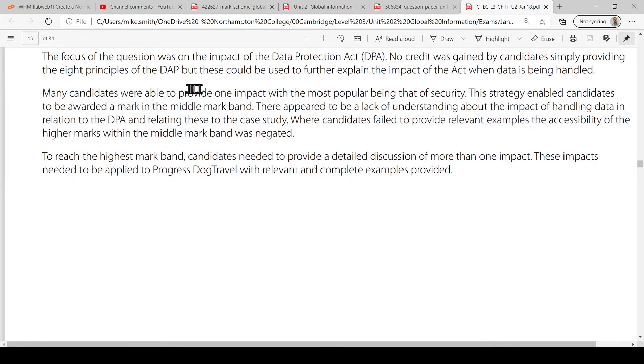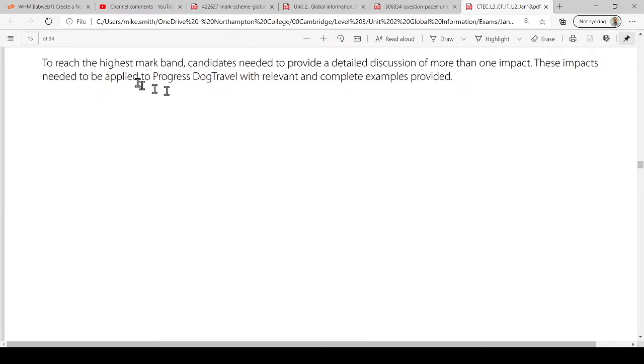Most candidates were able to provide one impact. Most people focused on security. That's fine, but you're limiting your ability to get higher grades if you're only focusing on one impact and only one area of the Data Protection Act. To reach the highest mark band, candidates needed to have provided a detailed discussion of more than one impact.